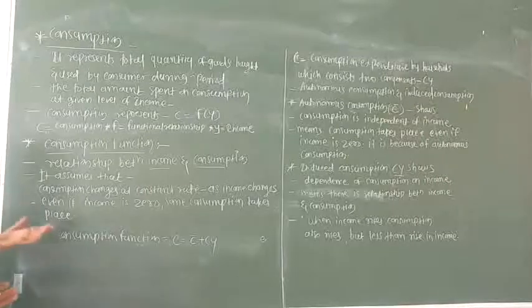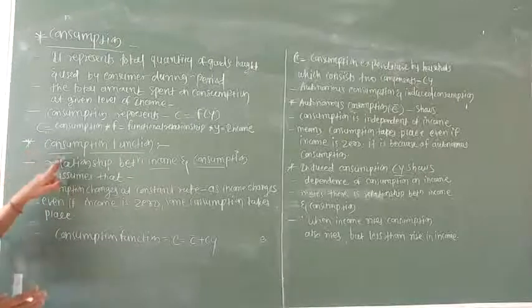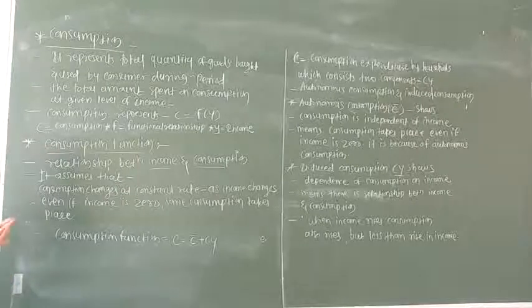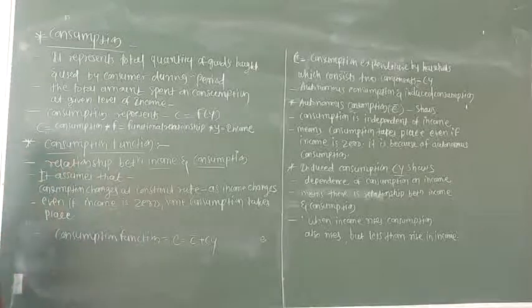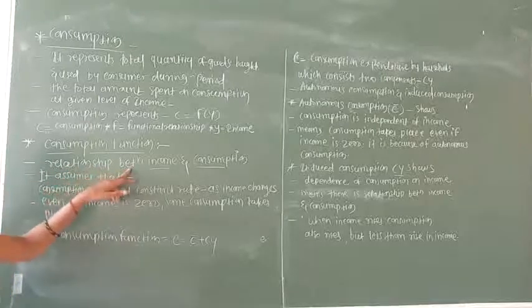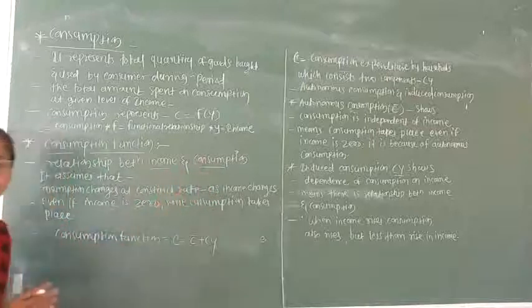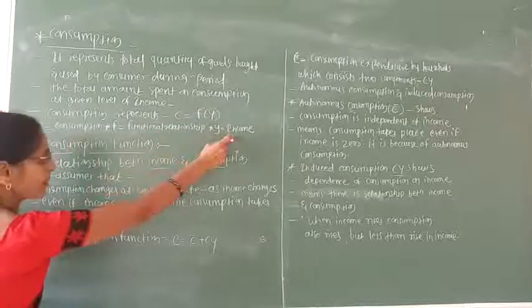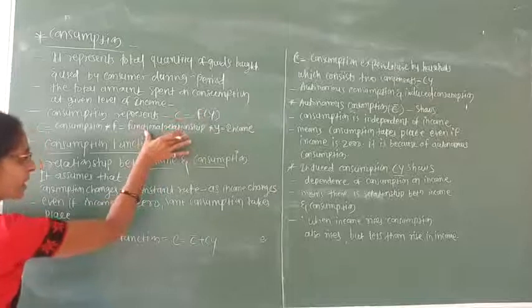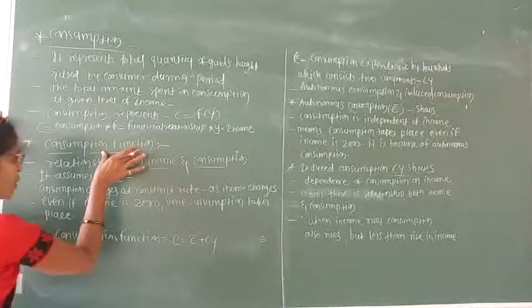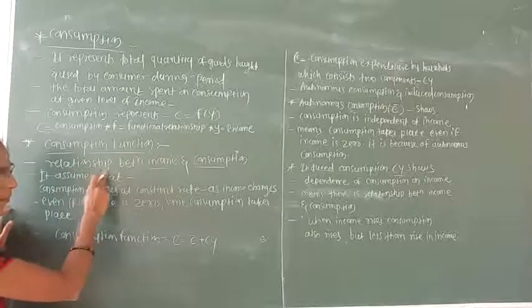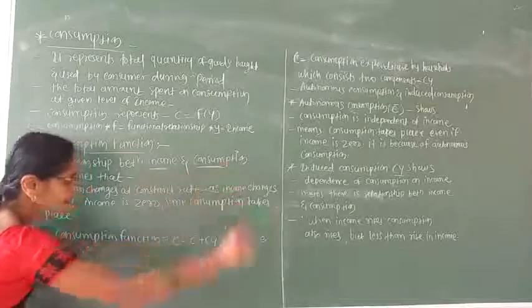Then the next concept is the consumption function. What is the consumption function? Students, the consumption function is the relationship between income and consumption. Here C means consumption, Y means income, and F means the functional relationship. So F is the function, and the consumption function is the relationship between the income and the consumption.